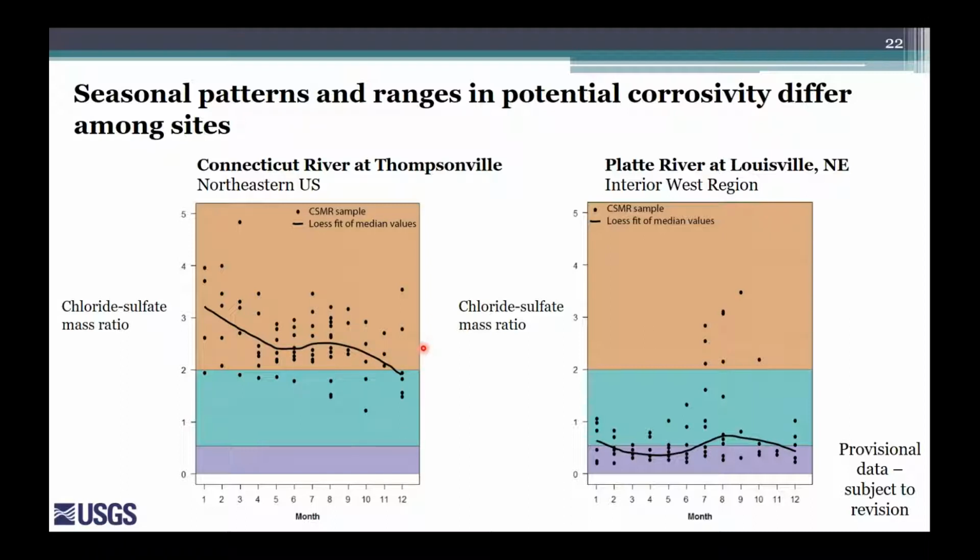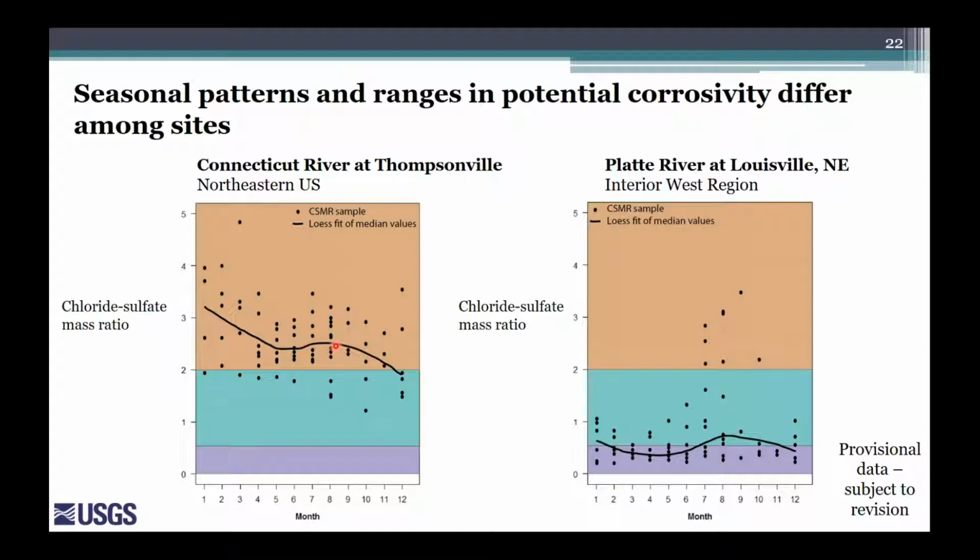And so what we can see from the Connecticut River is that, first of all, almost all of the observations are way up in this range above 2 for chloride to sulfate mass ratio. The second thing we notice is that the chloride to sulfate mass ratio is highest in the wintertime, which is consistent with this idea that road salts associated with winter storms are driving part of this trend. But there's also something very interesting, which is that in late summer we also see a secondary increase in chloride to sulfate mass ratio.